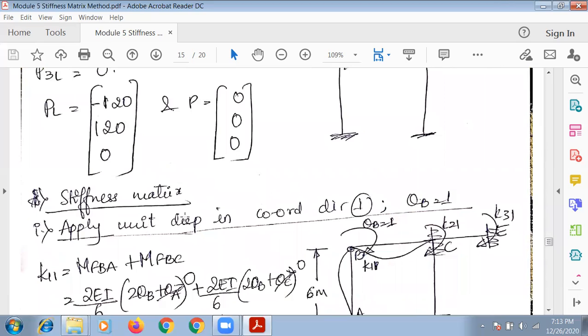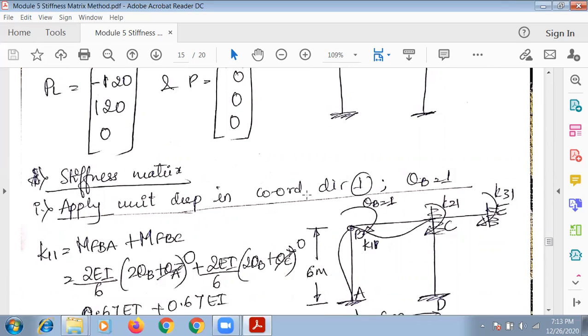For the stiffness matrix, apply a unit displacement in coordinate direction 1, this portion. So we apply a moment here in this portion. Apply theta B equal to 1. So AB and BC are affected, right? You can notice here, this is BC. If I apply a clockwise rotation at B, BC will bend downward. That is the first thing. So this beam will go downward and bends like this.